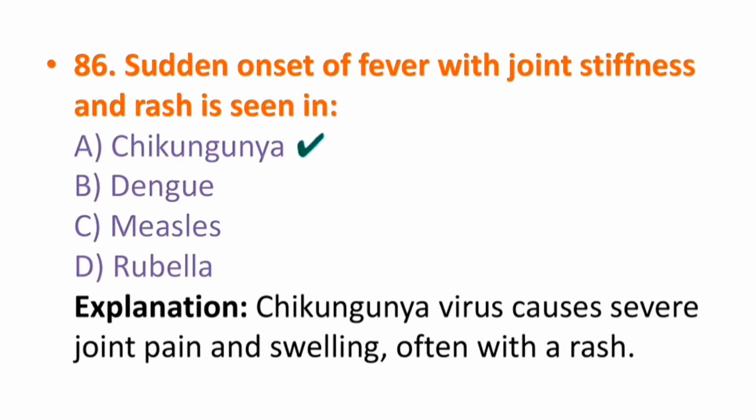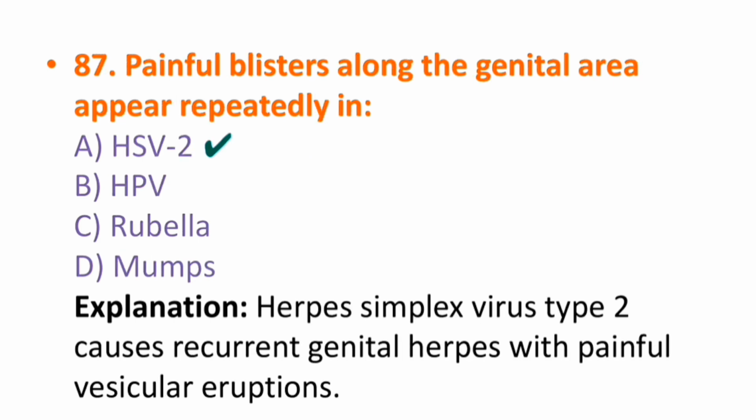Sudden onset of fever with joint stiffness and rash is seen in option A, chikungunya; option B, dengue; option C, measles; option D, rubella. The correct answer is option A, chikungunya. Chikungunya virus causes severe joint pain and swelling, often with a rash. Sudden onset of fever with joint stiffness and rash is called chikungunya.